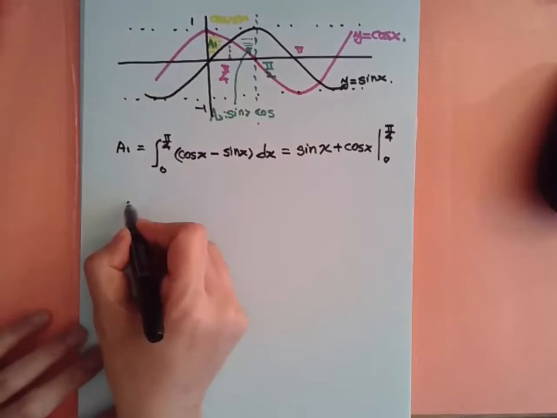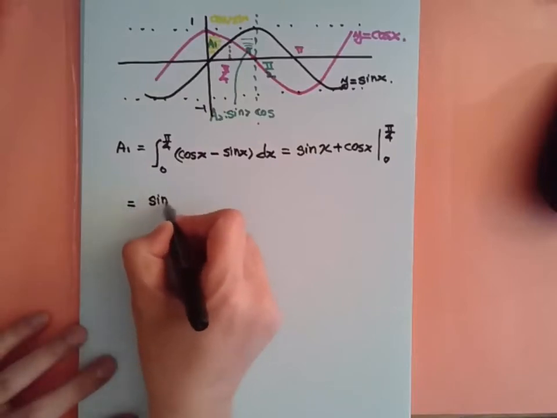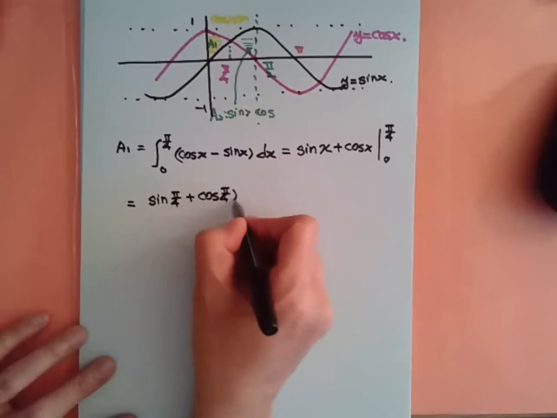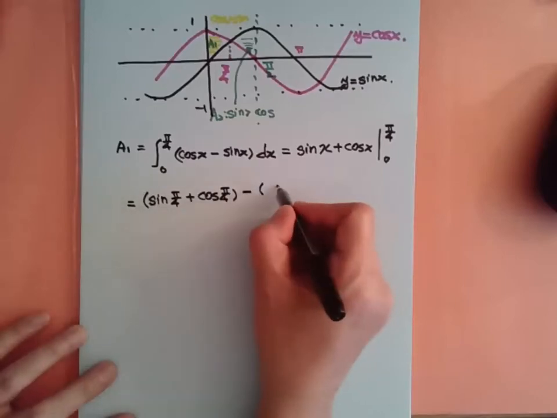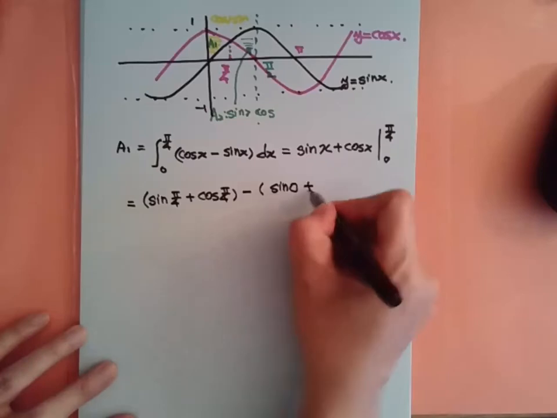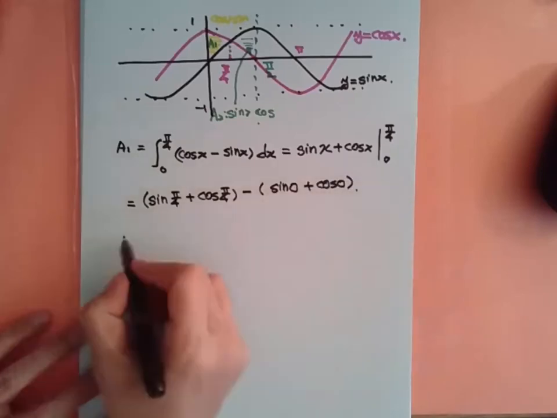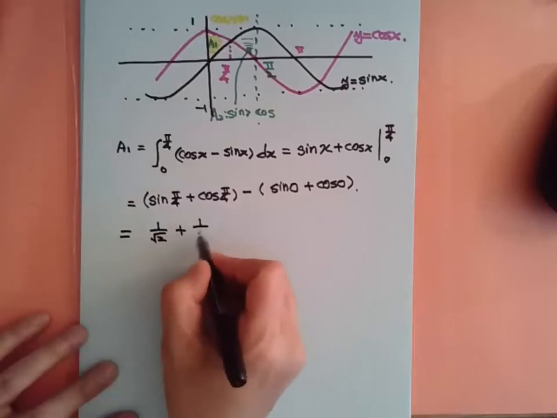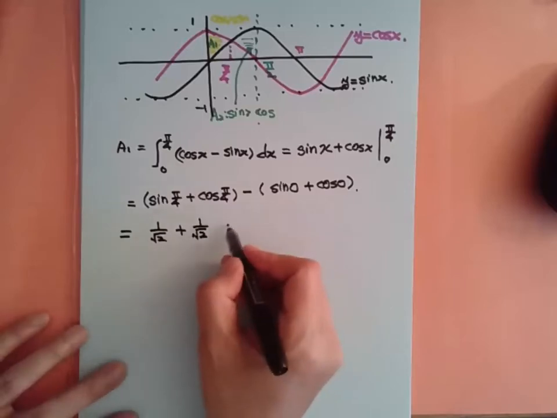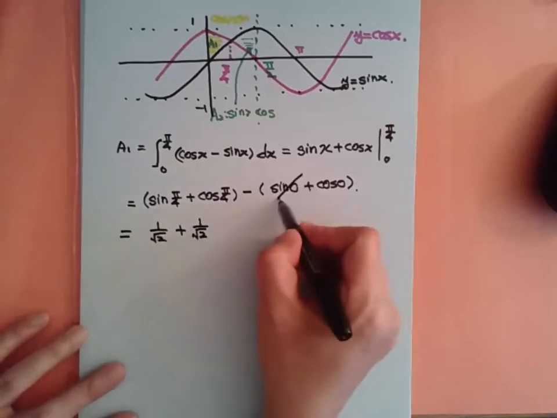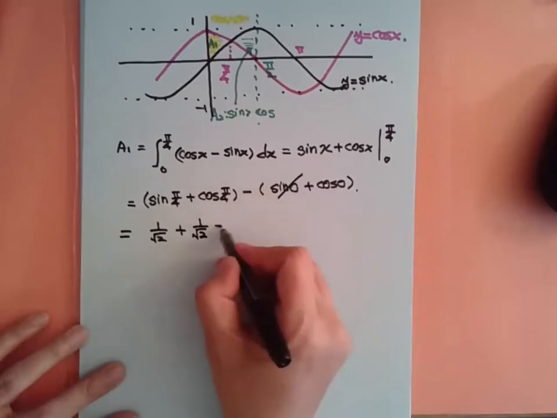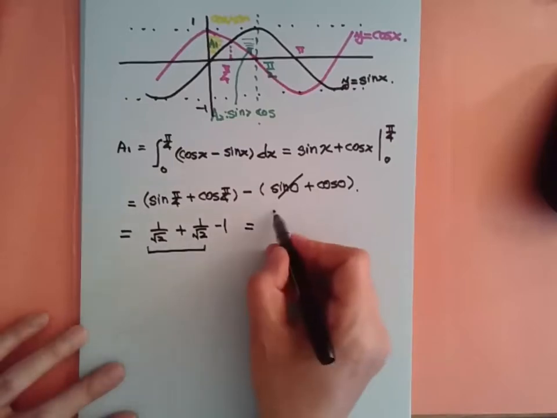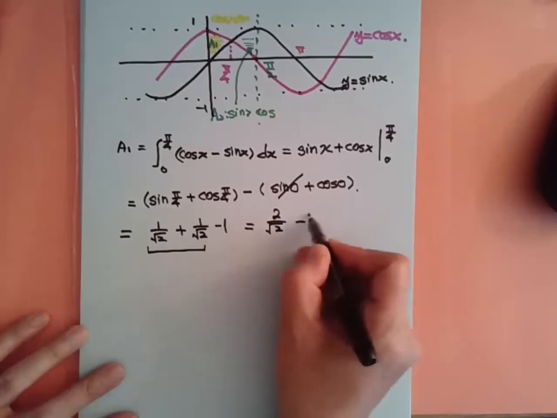So sine of pi over 4 plus cosine of pi over 4 minus, open parenthesis, sine of 0 plus cosine of 0. Sine of pi over 4 is 1 over square root of 2, and cosine of pi over 4 is 1 over square root of 2. Sine of 0 is 0, cosine of 0 is 1, so minus 1. If we add the 2, then that is 2 over square root of 2 minus 1.